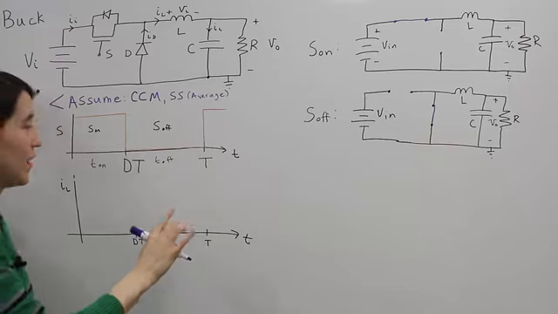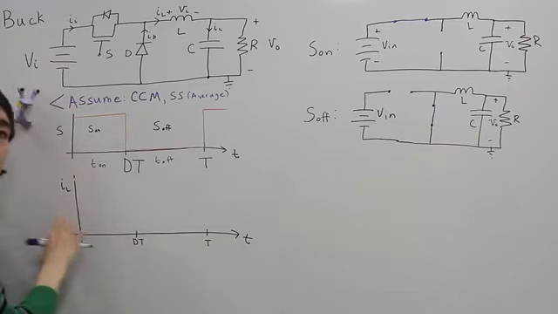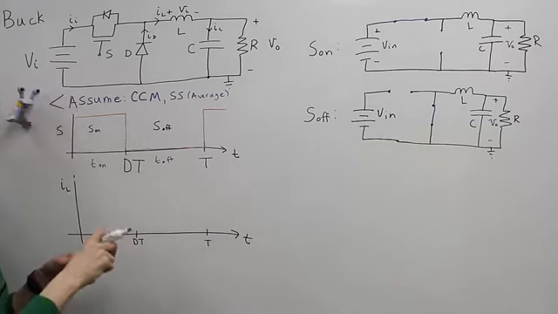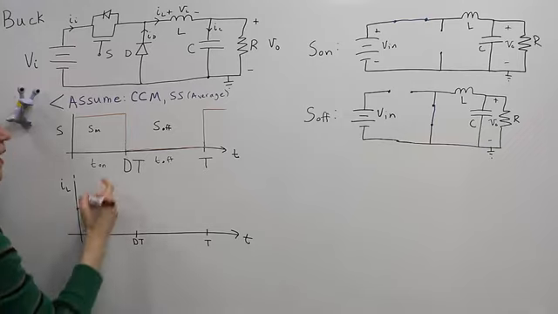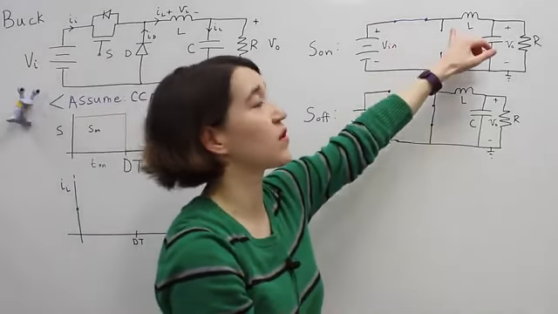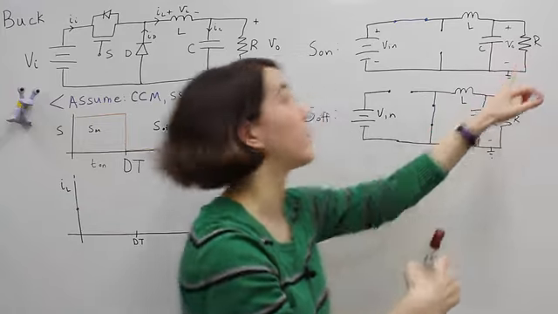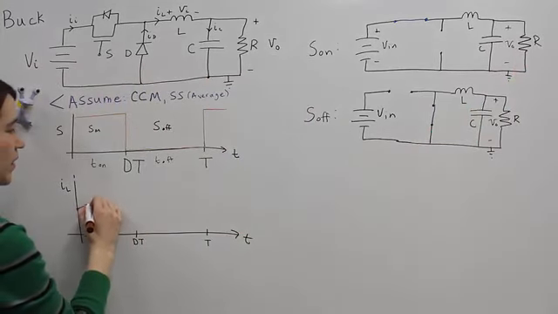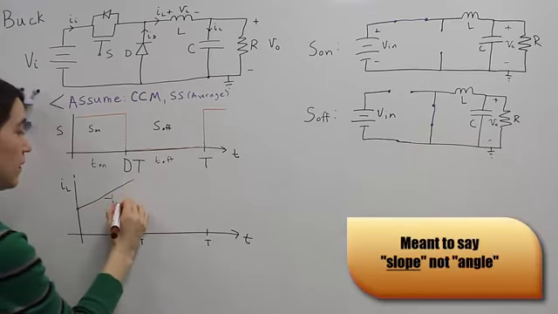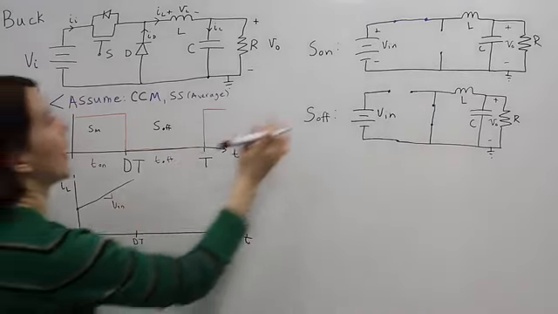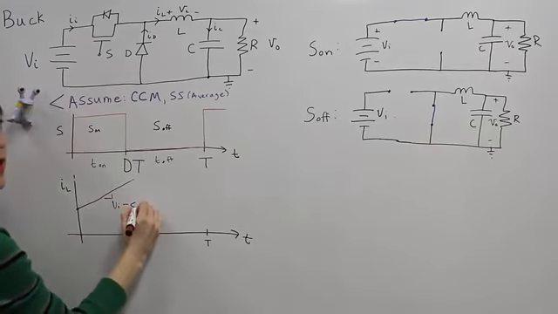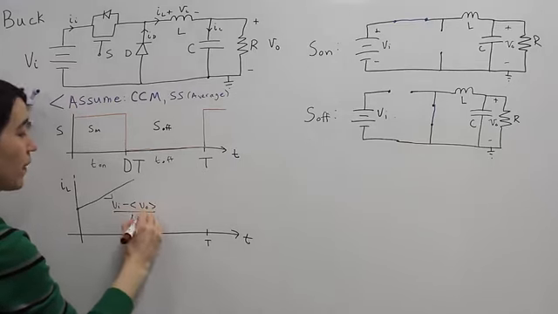Okay, with that assumption, we go back to our inductance and our inductor current, and we will draw an approximate waveform. And because during S on, the voltage over the inductor will be V in minus the average value of V out, we know it's going to be going positive in this direction. And the slope here will be V in minus the average value of V out over L.